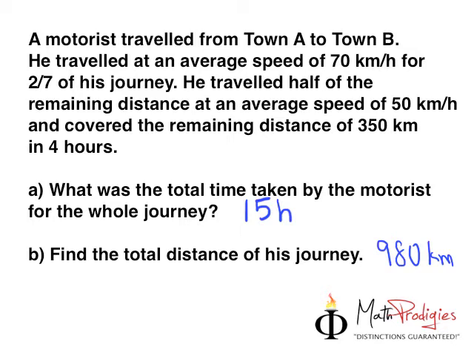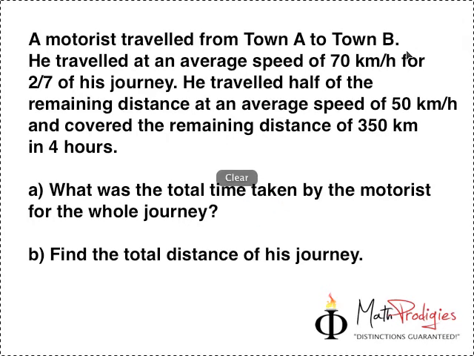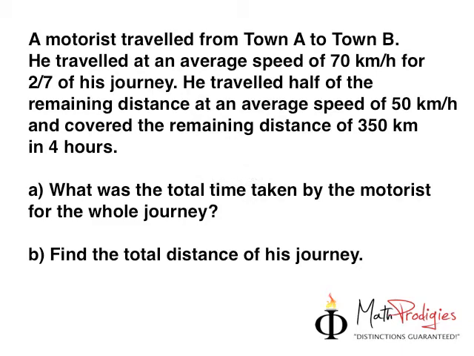Remember, when I ask this kind of question, you must make sure that you draw it out. So we're going to draw it out. I'm going to erase everything here. I hope you have the question on your piece of paper or something. Okay, so step 1. A motorist traveled from town A to town B. So let's imagine this is town A and this is town B.